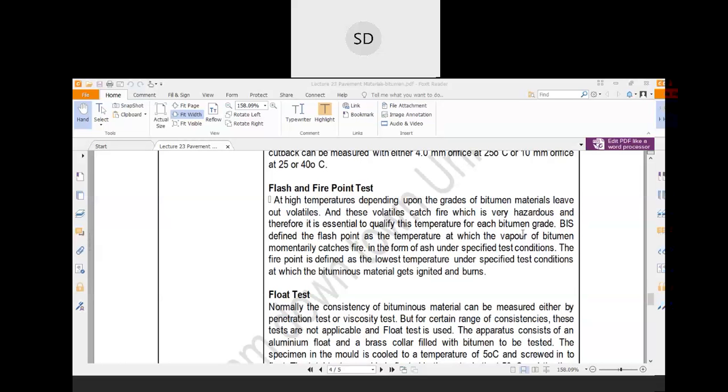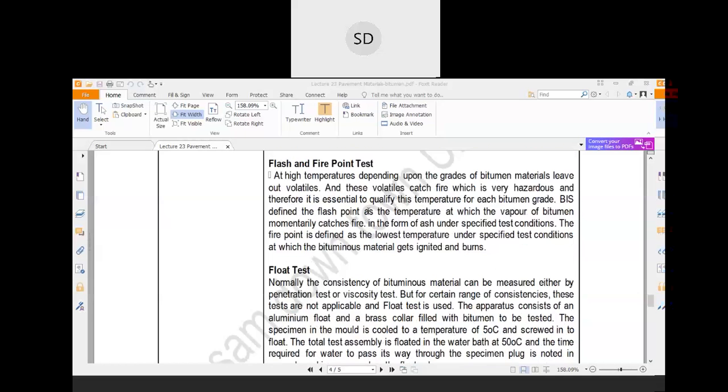Now, fire point is, suppose that bitumen content you again heat beyond the flash point. So at some time, what will happen? Whatever gases are evaporated, if you bring any fire source near to it, in that case those evaporated gases will catch the fire and it will burn. So that point is basically the fire point. So these are the flash and fire points. Basically these two are temperature tests.